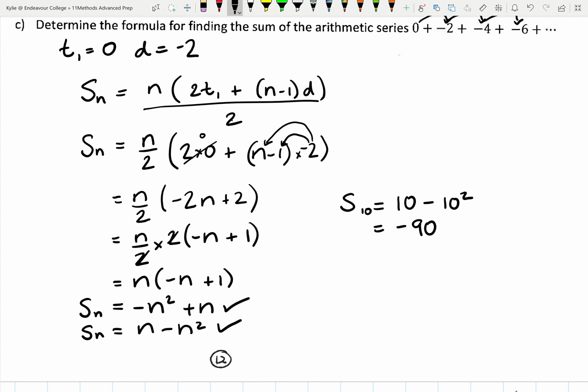If we were going to do the sum to 15, for example, it would be 15 minus 15 squared, which is 15 minus 225, which is going to be negative 210. Okay, so we can find the sum in very, very general terms, just in terms of n.